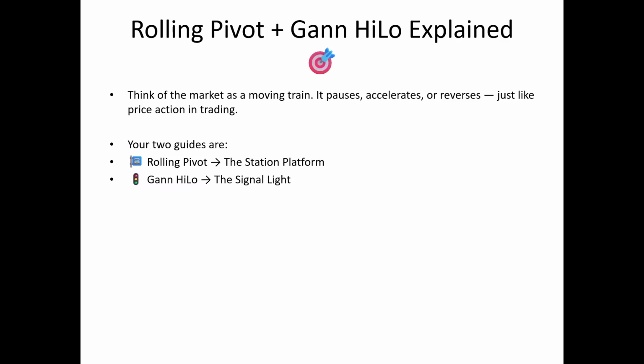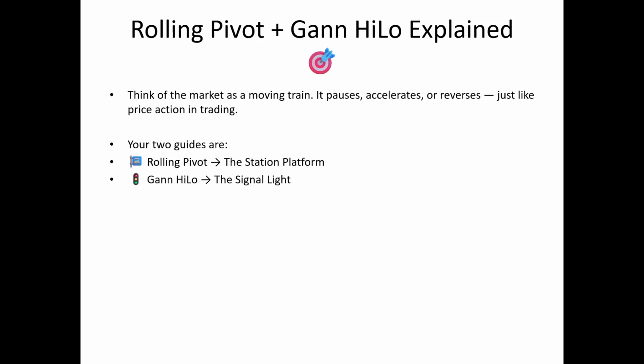Hello traders, I'm Nalnakshi Swami and today I'm going to simplify one of my favorite trading tools, the rolling pivot with Gann Hilo. Imagine the market like a train journey. Every day the train moves forward. Sometimes it pauses at a station, sometimes it slows down at junctions, and sometimes it changes direction, sometimes for a reroute to touch the inner places.